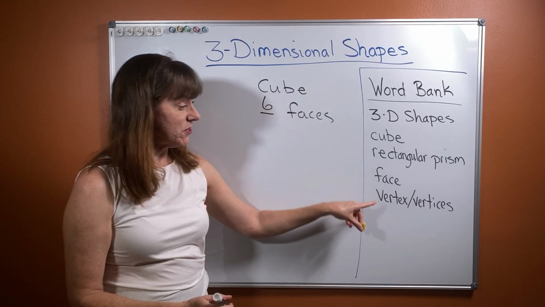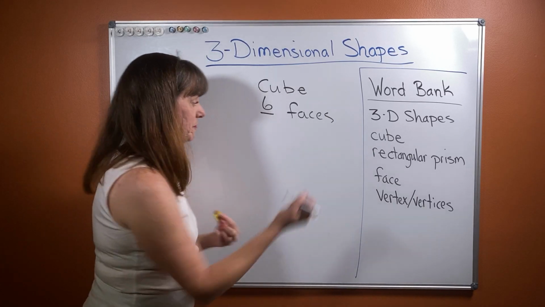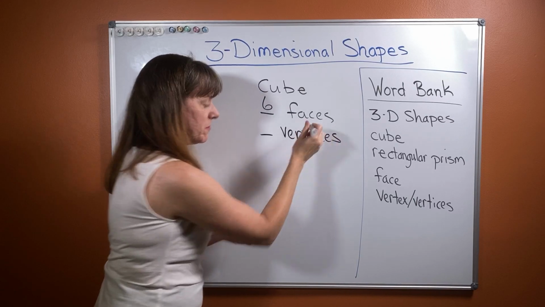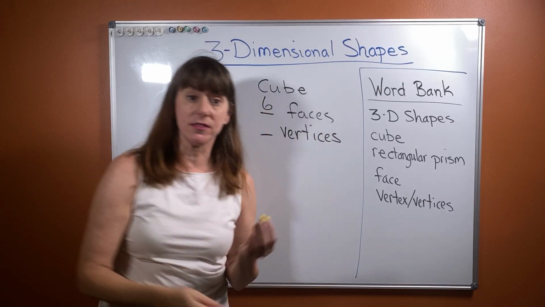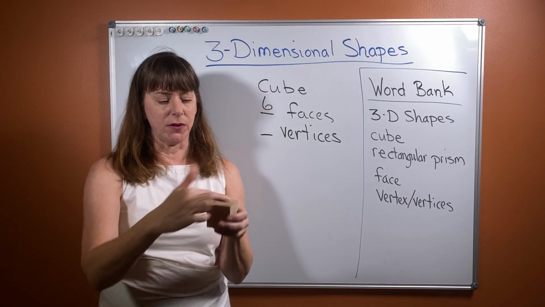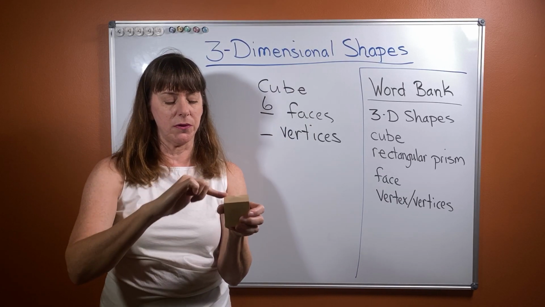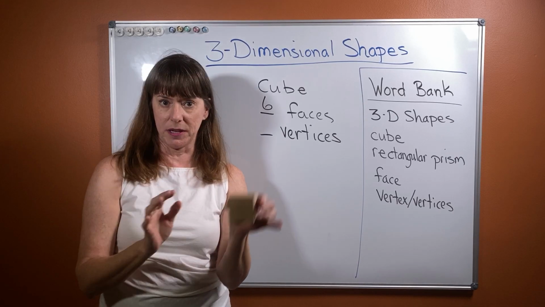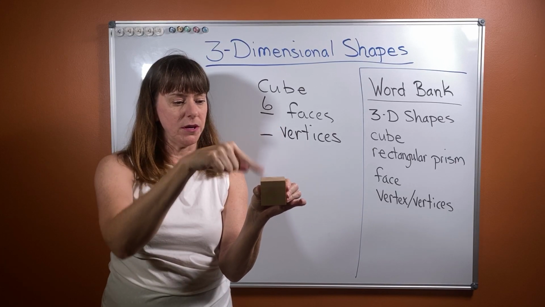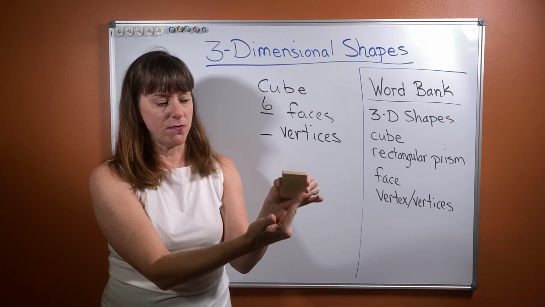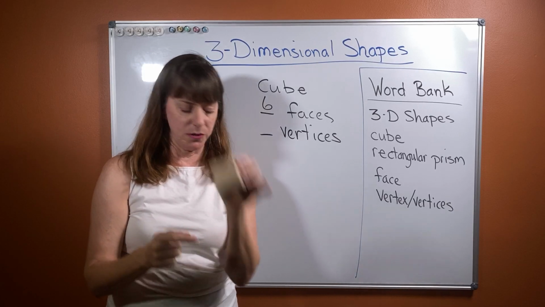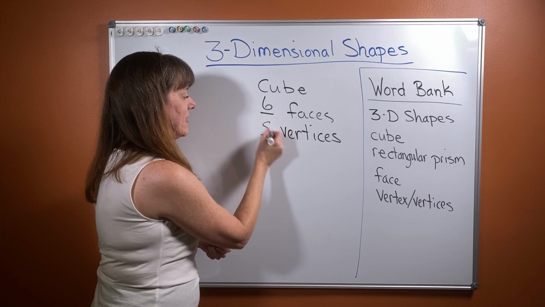Now, cubes also have vertices, just like our two-dimensional objects. And it really means the same thing. It's a corner. I'm going to use the bigger one so I can kind of keep track of the corners. I see corner, corner, corner, corner, and I see some corners down here. So I'm going to count. I'm going to hold it still so I can count. 1, 2, 3, 4, 5, 6, 7, 8. The cube has 8 vertices.